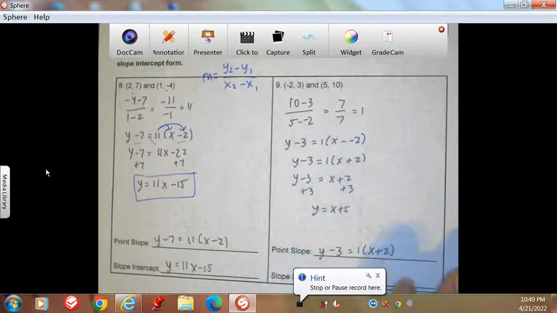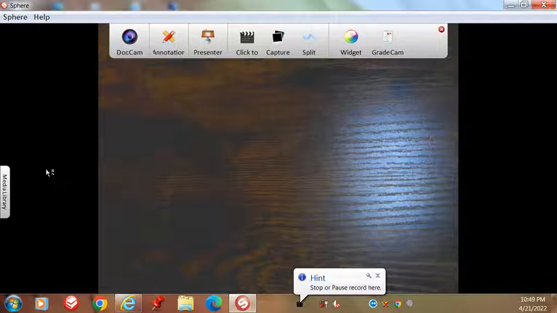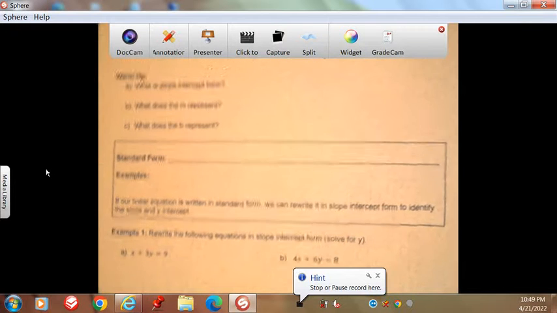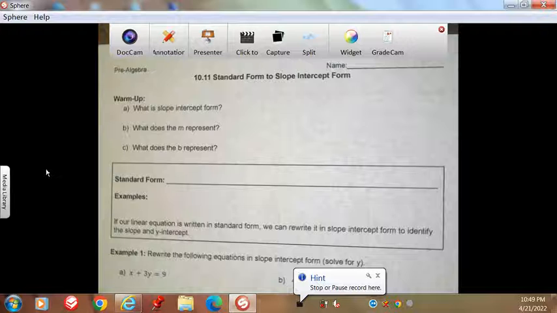Okay, so moving on to the 10.11 notes, everyone go ahead and turn to this. If you still need a second to get this out, then you can have a sub pause this so that you guys can get ready for these notes, and then let's go through it together.